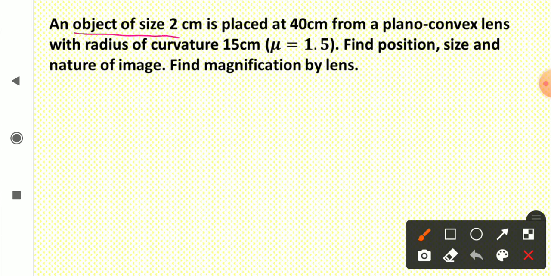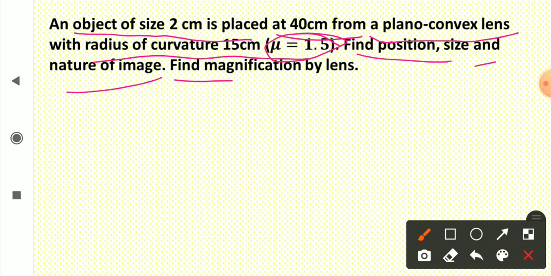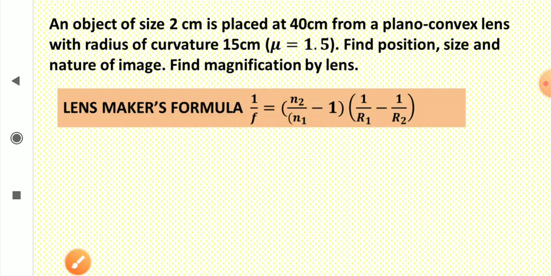An object of size 2 cm is placed at 40 cm from a plano-convex lens with radius of curvature 15 cm, and the refractive index of the lens is 1.5. Find the position, size and nature of the image, and find the magnification by the lens. First things first, the focal length of the lens is not given.